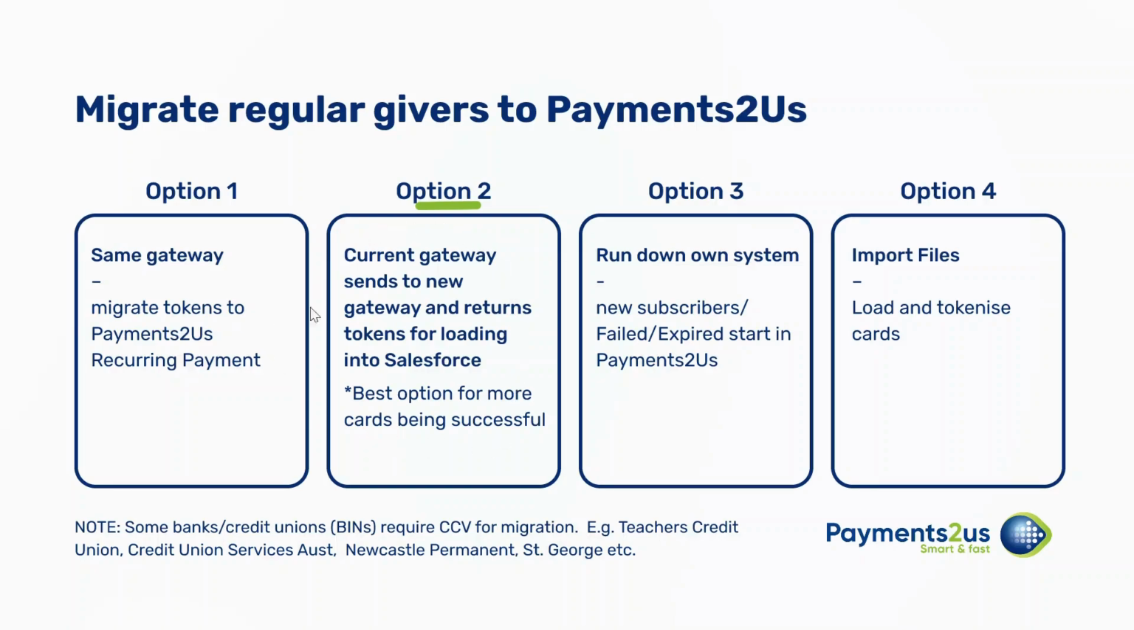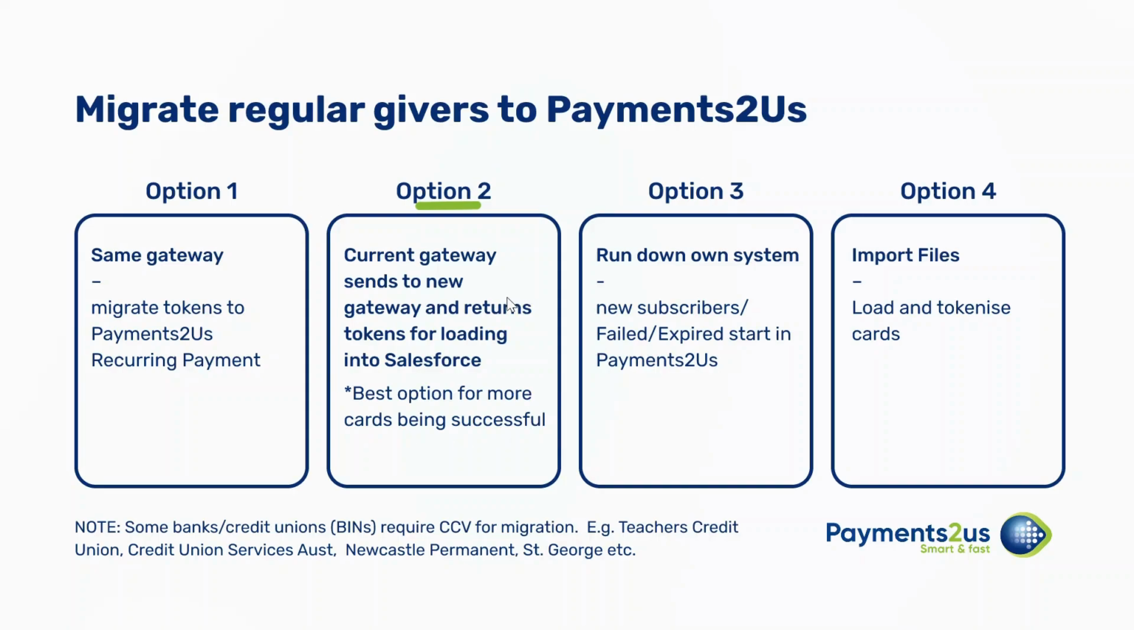Option one is probably the easiest, the best option. Option 2 is the second best option, and what we find is going from one payment gateway to another payment gateway, the chances of the card being successfully charged after that is much more successful than, say, option 4. And the reason is because things like expiry dates, some of them, when they upload them, they can kind of ignore that it's expired already, and things like that.